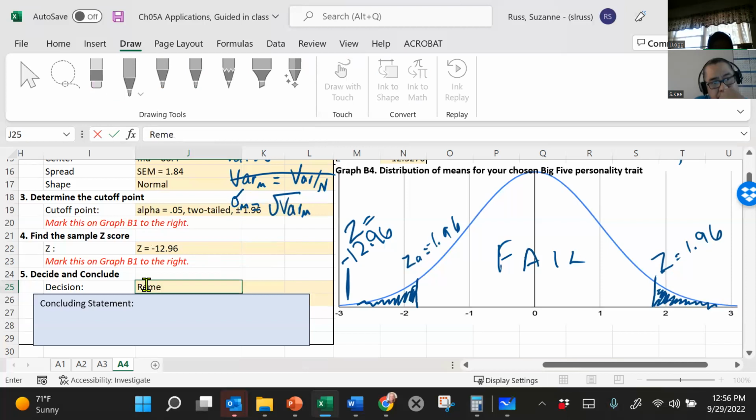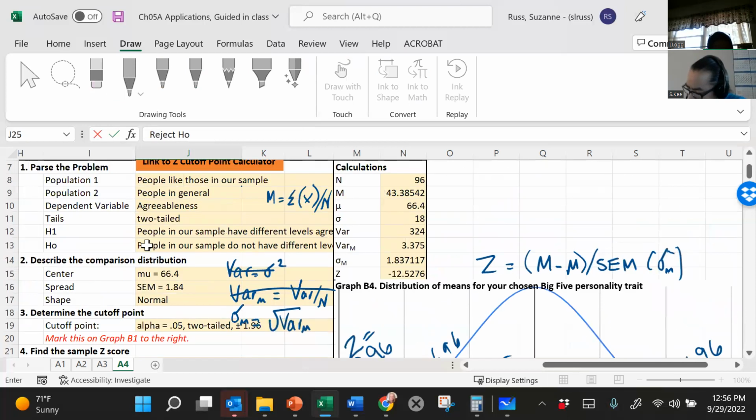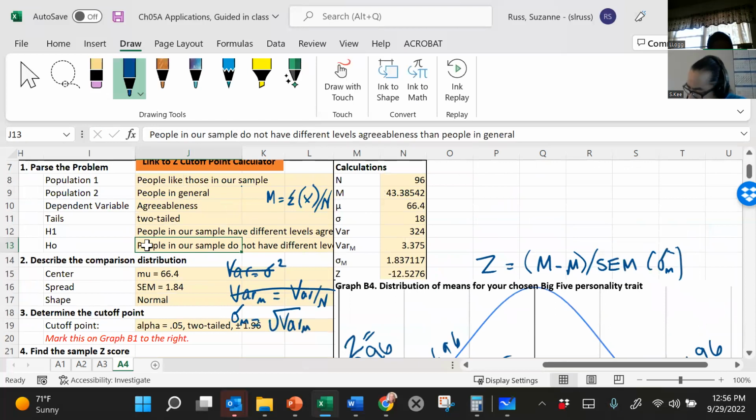So we reject H0. And that means we basically cross it off. Let's cross it off. And let's grab our research hypothesis to use in writing our concluding statement.